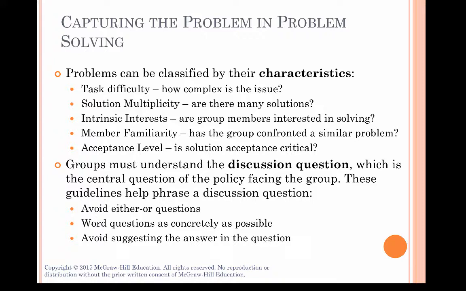Word questions as concisely as possible. Make sure you're not actually asking two questions instead of one. The question should encompass the scope of the problem, making it very clear what the problem is. Finally, don't suggest a solution in the question. Don't say, should we do this thing to fix that thing? It's better to say, what can we do to solve the problem of, and then describe the problem.